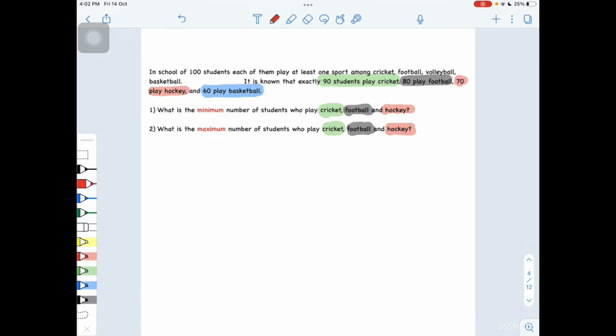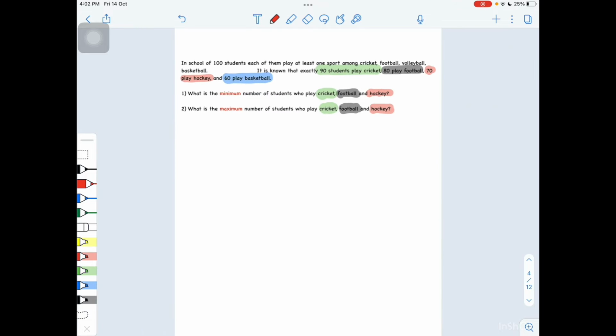Okay, it is known that exactly 90 people play cricket, 80 people play football, 70 people play hockey, and 60 people play basketball. Out of these 4 sports, I am choosing a particular combination of 3 sports, say cricket, football, and hockey. And for this particular combination of 3, what is the minimum number of students and what is the maximum number of students who could play? For these kinds of problems, if I try to move with the Venn diagram method, there'll be so many different regions, and I cannot represent using a single variable. So it's better to go ahead with a different method, like a light and filter method.